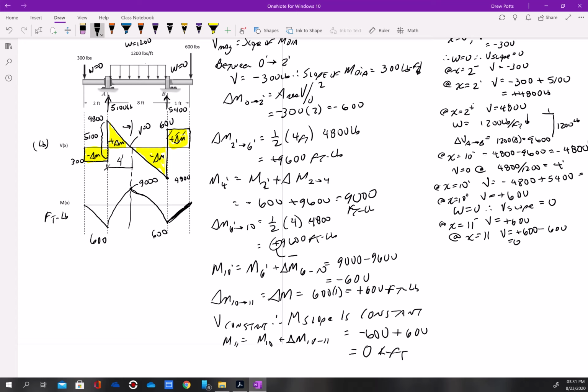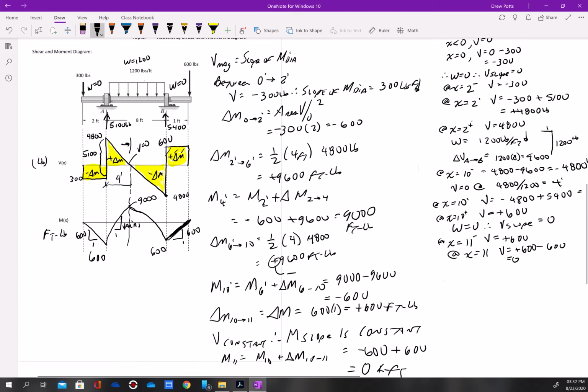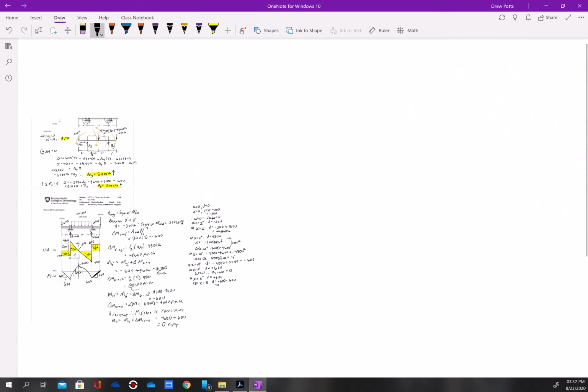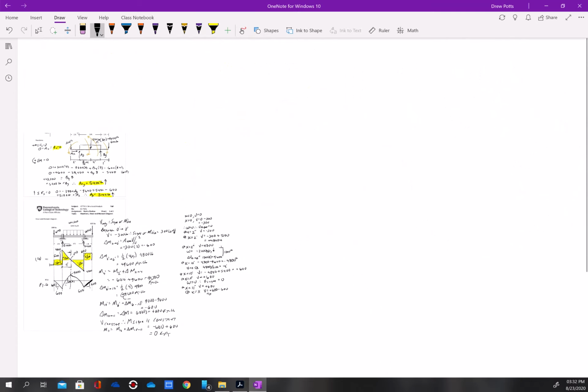Okay. Slope of that line is 600 to 1. Slope of this line, 600 to 1. And this varies. Both of those vary. Okay. So again, that's the first review problem.